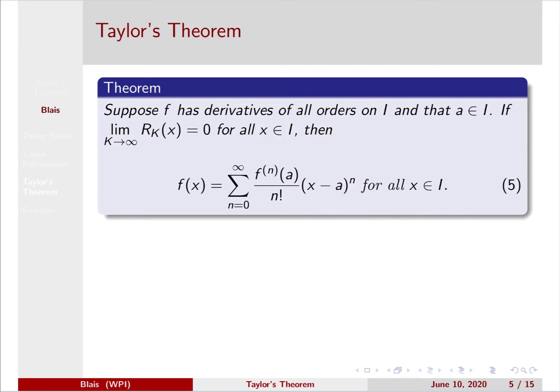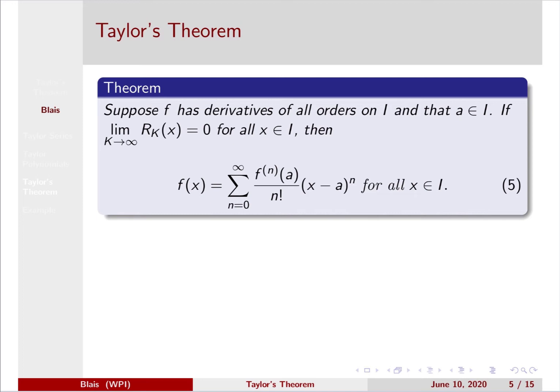One of the ways we will use it is another part of Taylor's theorem, which says, in that same scenario, if the limit as k goes to infinity of that remainder term equals 0 for all x in I, then f of x is equal to its Taylor series for all x in I. So the Taylor series converges, and it converges to its generating function f of x.